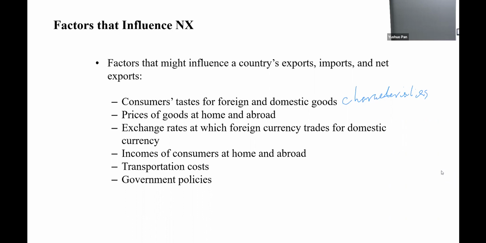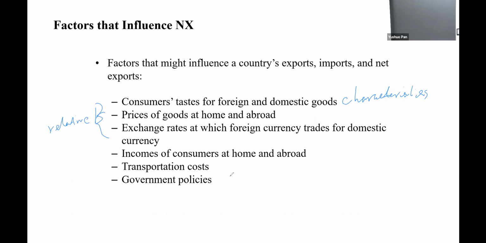The second and third are prices of goods at home and abroad, and the exchange rate of foreign currency for domestic currency. Both of these are kind of a relative price, such as the example questions we learned before, like the price compared between Mexico and America, right? People prefer cheaper stuff. If the relative price is cheaper, then not just consumers in that country but all consumers in the world prefer the cheaper price and are going to buy that product. So the second and third determine the relative price, and consumers prefer the cheaper stuff.